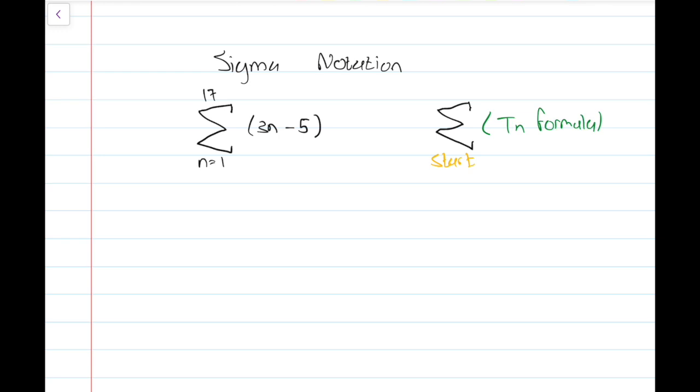You normally start with n equal to 1, but you're allowed to start with n equal to 0, or n equal to 3 as your first term. That's just explaining that there. And at the top is the end term, the last term that you're going to have in this particular sequence, or the sum of the sequence.